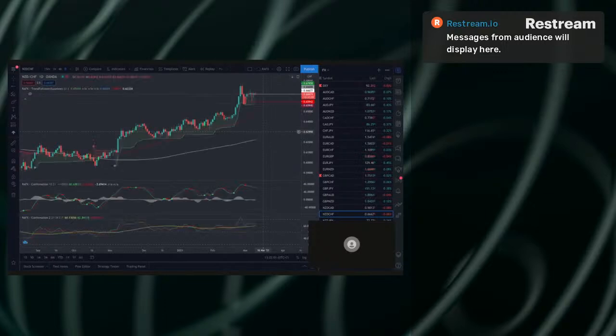Next is NZDCHF. NZDCHF is still an uptrend, but the price is too far above the 50 baseline, so we will skip this one.